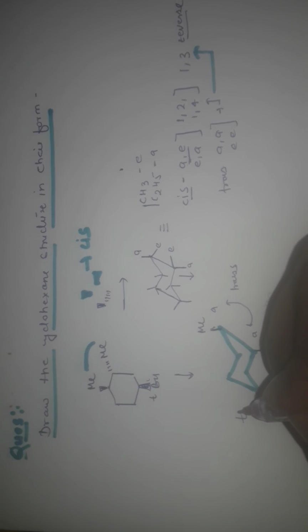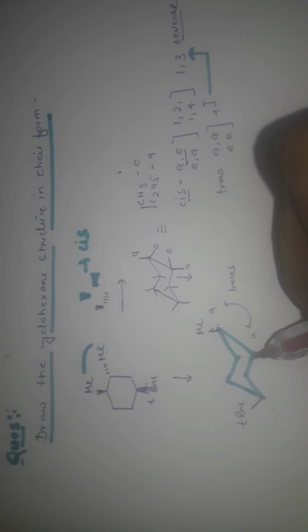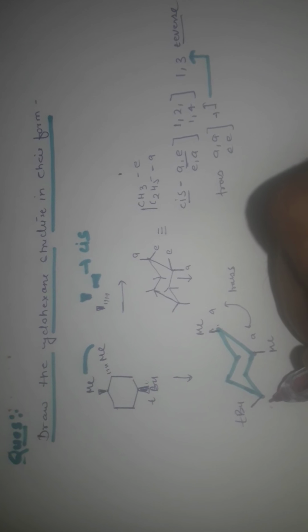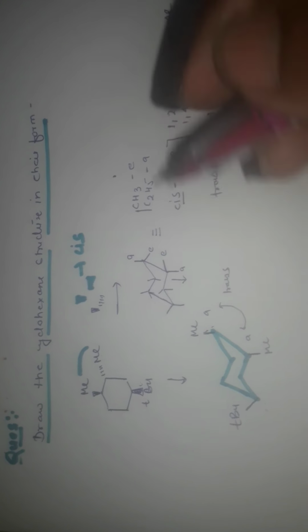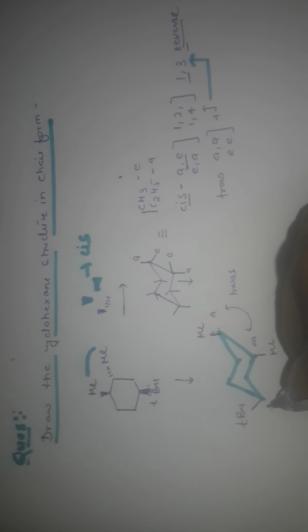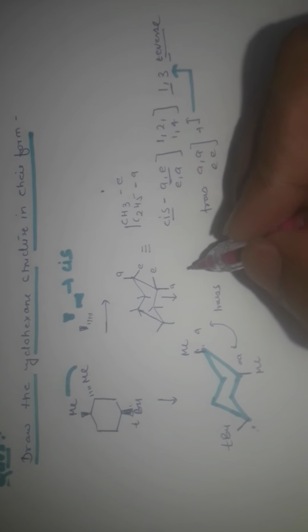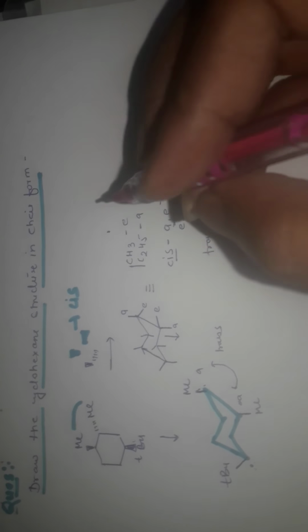So this is tertiary butyl, but 1 and 3 is trans. In the 1,3 case it is reversed, so it is A and this is E. So it is all about this problem.